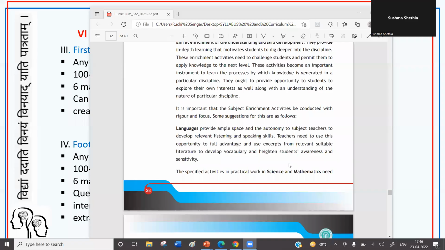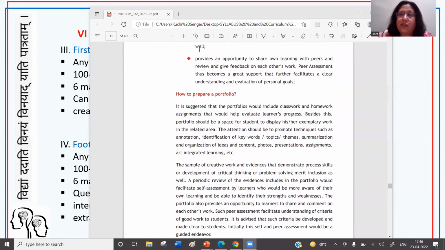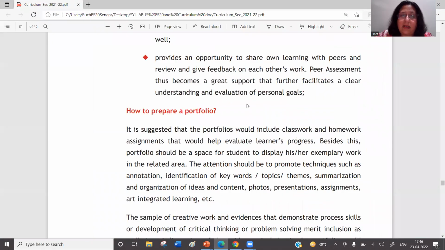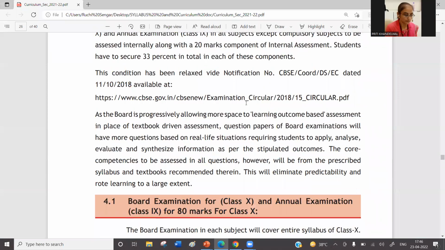Besides that, ma'am, they have published one document of an alternative calendar, in which they have also given a lot of ideas on how you can go about the lessons and lesson plans. Yes. And even the curriculum document for 21-22, let me just share my screen and show you. Can you see this? Yes, ma'am. Just give me a second. So the curriculum document.